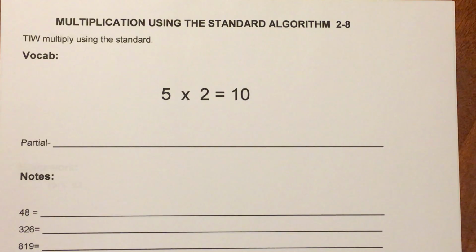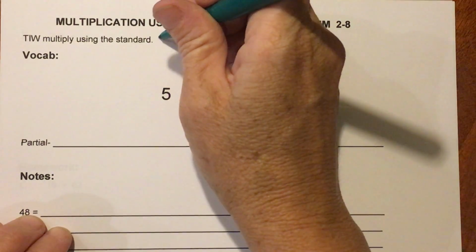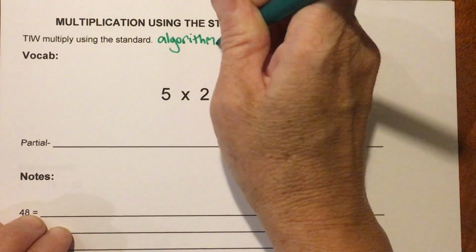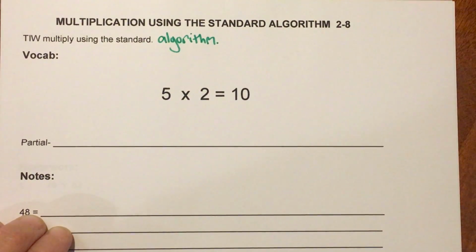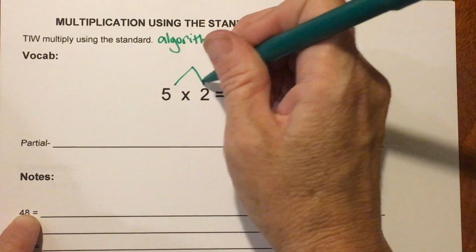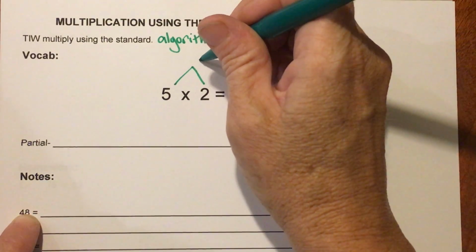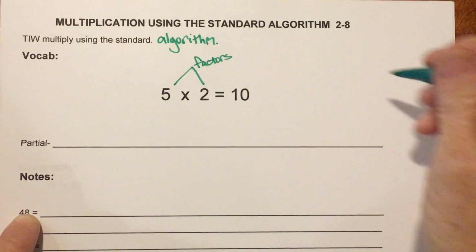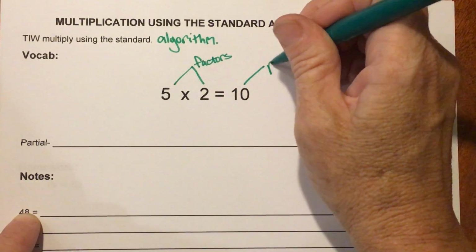So our goal is that today we're just going to multiply using the standard, and I apologize, that should say algorithm. An algorithm is just steps that you follow to solve a mathematical equation. So our vocab is the same. We just need to be masters right now at knowing that the two numbers I multiply together are called my factors, and my answer is called my product.